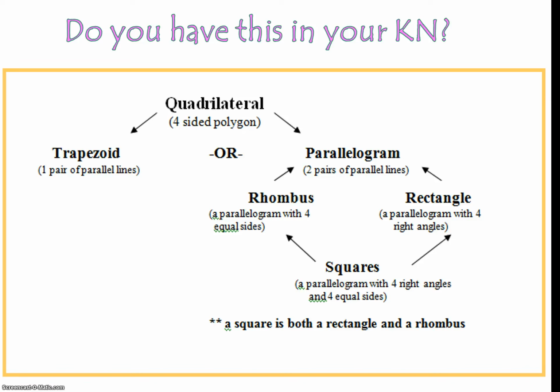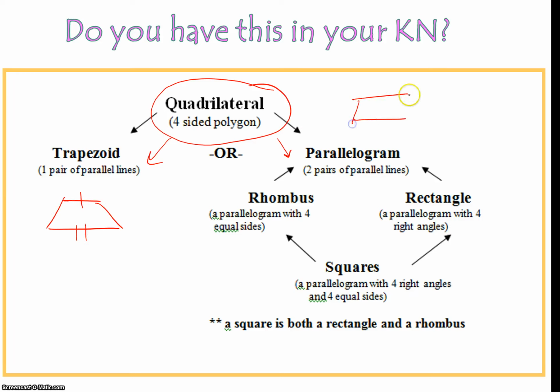This is classifying shapes. We're going to start with a quadrilateral. All four-sided polygons are called quadrilaterals, and then you can go to either a trapezoid or a parallelogram. The trapezoid has one set of parallel lines across from each other. So these two are parallel to each other. Our parallelogram has 2 sets of parallel lines. Those 2 are parallel, and those 2 are parallel.